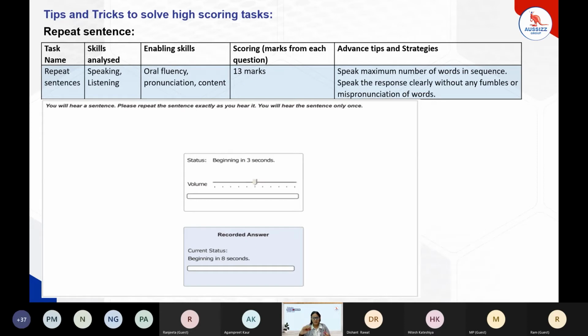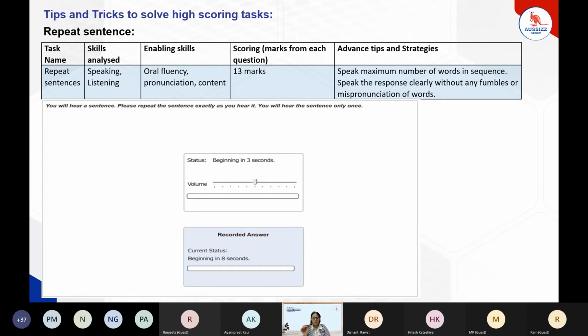Apart from that, if I'm speaking any of the sentences, what is the exact requirement? Fluency, pronunciation, content. Whatever I would be speaking, I should speak fluently. Pronunciation would be the most important parameter. I will try to speak as many words as possible in sequence.